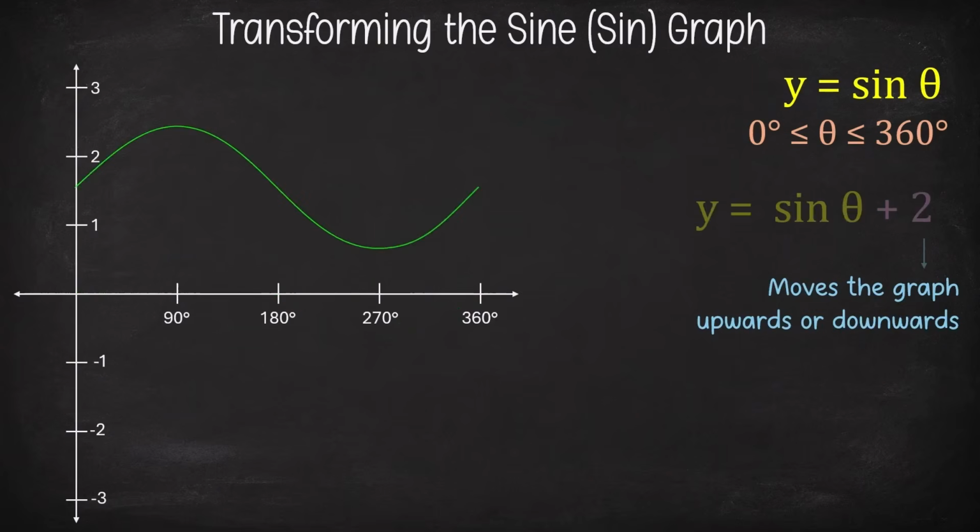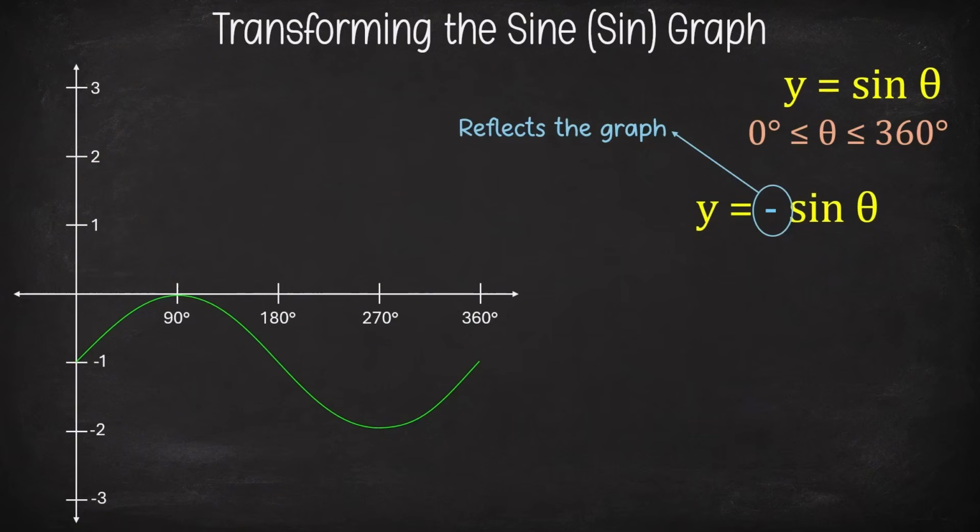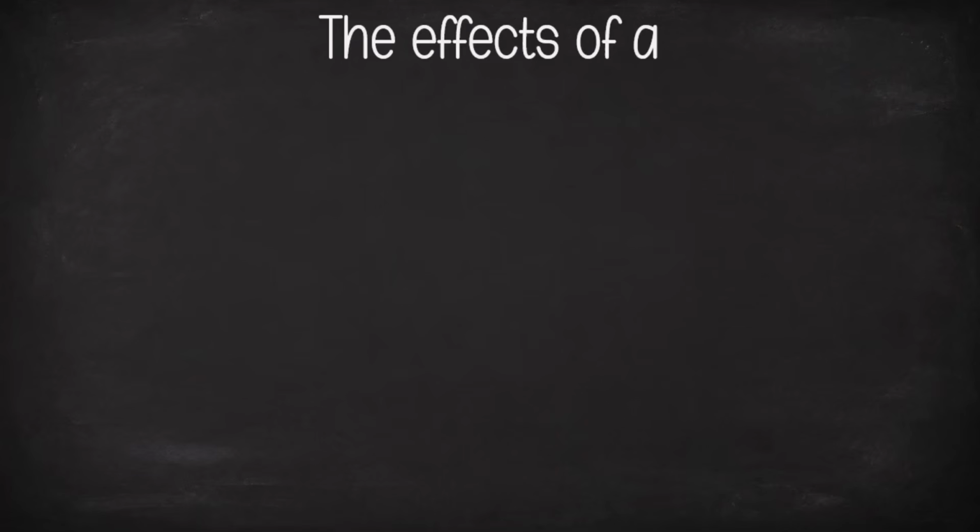And then the value of q moves the entire graph upwards or downwards. For example, y equals sin theta plus 2 will look like this, and y equals sin theta minus 1 will look like this. And then finally, a negative a value will reflect the graph. Let us start by looking at the effect of a.